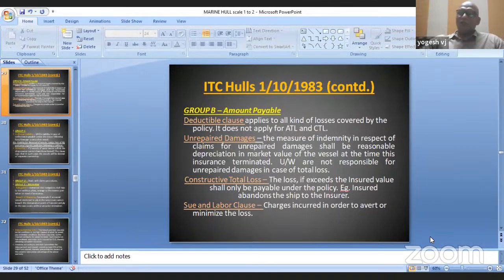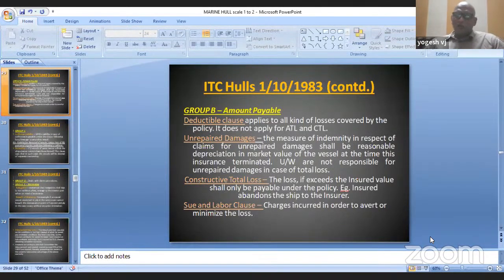That means reviving the ship as it was prior to the loss. Uska kharcha itna hai ki utne mein naya ship aa jaye. That is constructive total loss. Usually we do it with our phones. Apne phone pe hum log itna repair karke itna kharcha karte ki usme ek naya phone aa jata. That is constructive total loss basically.